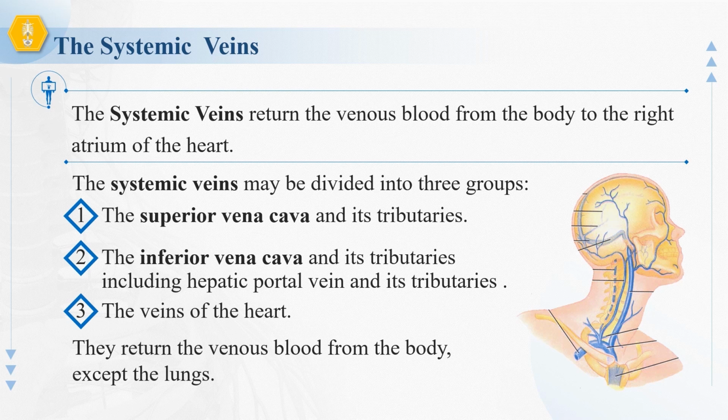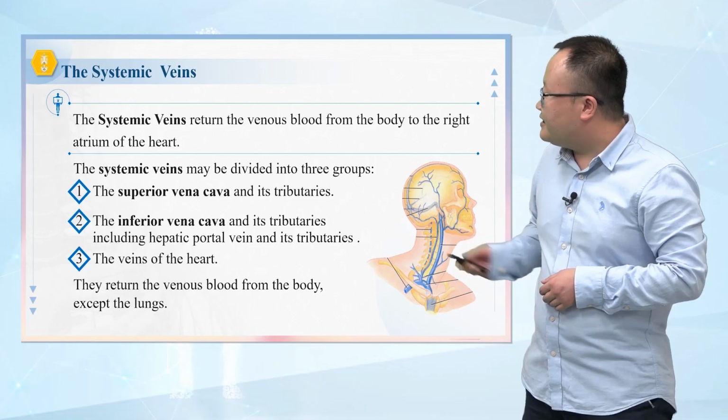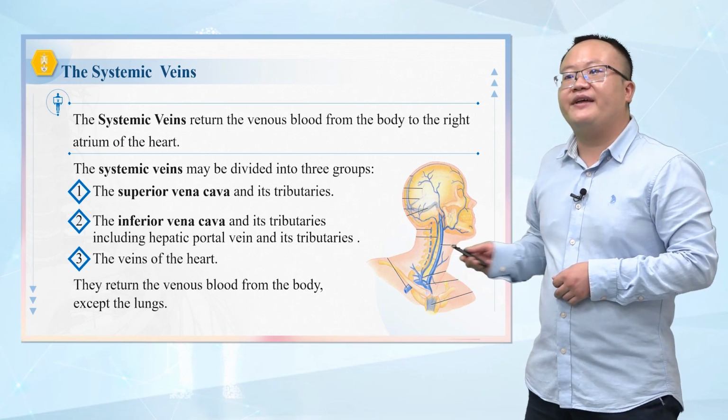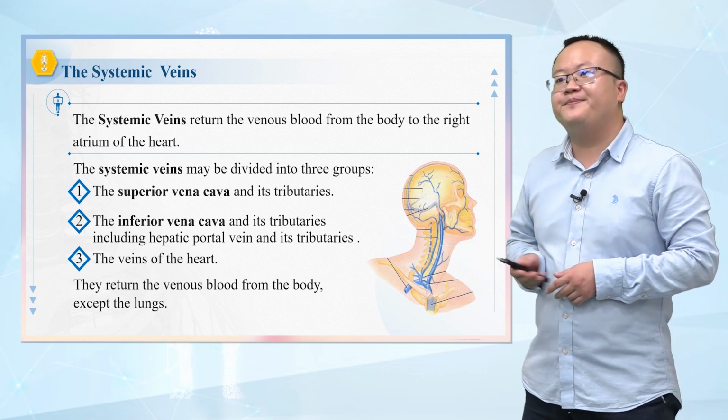The systemic veins may be divided into three groups: the superior vena cava and its tributaries, the inferior vena cava and its tributaries, and the veins of the heart. They return the venous blood from the body, except the lungs.